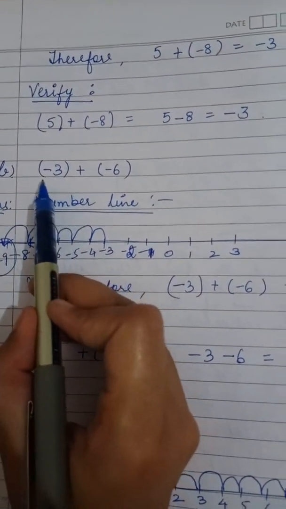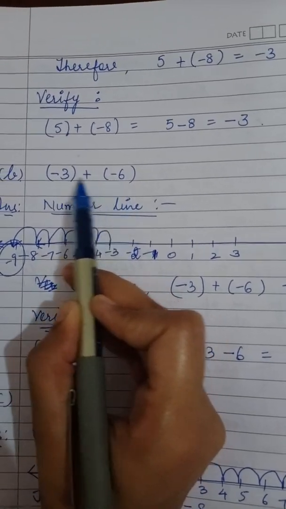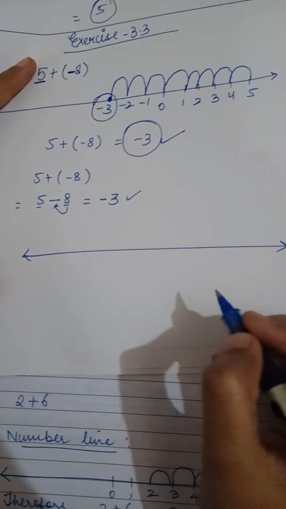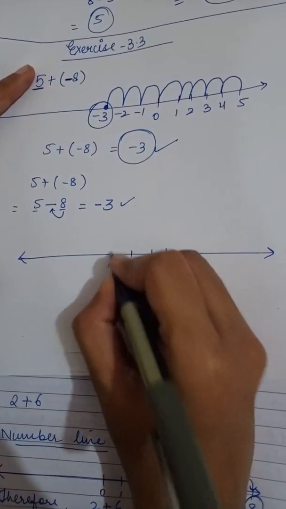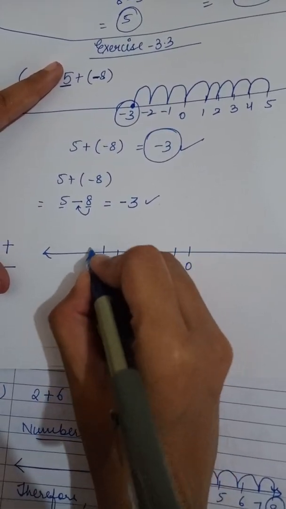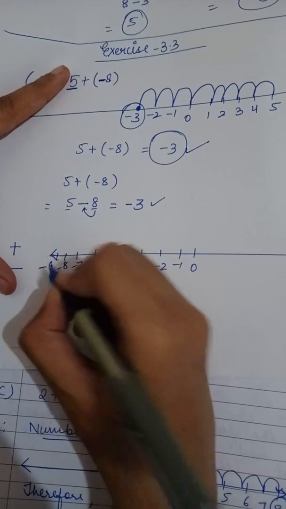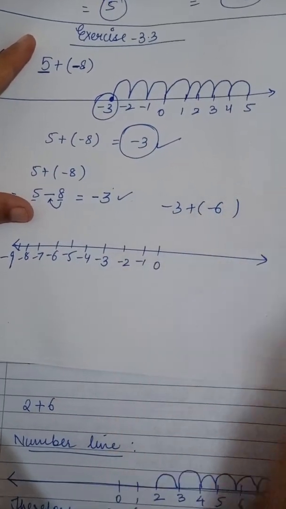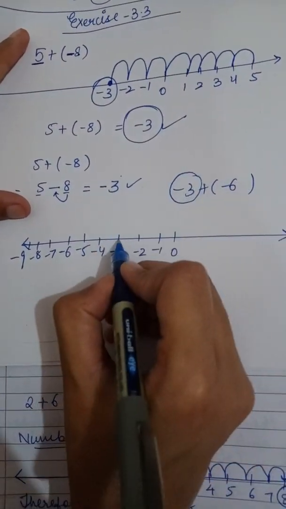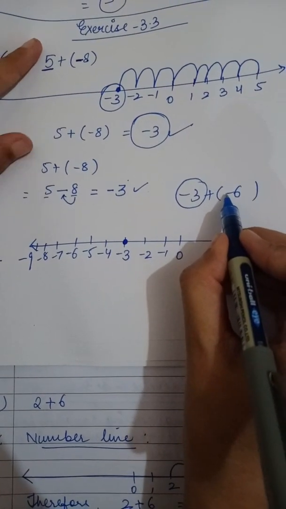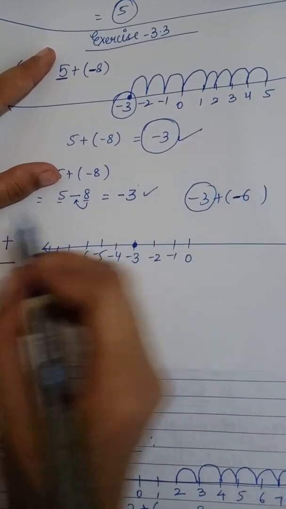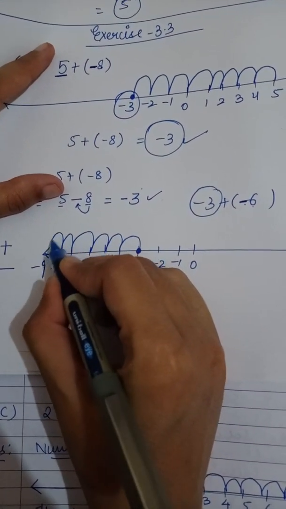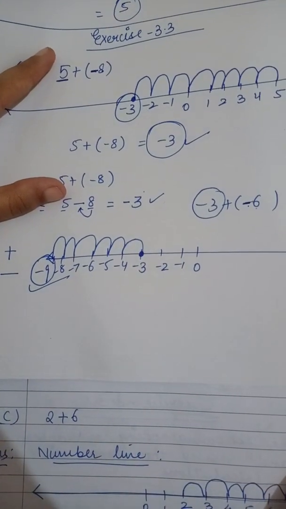Now let's do the B part. In B part, you have to see minus 3 and then you have to add minus 6 to minus 3. Again, how are you going to do it? Again, make a number line. Firstly, on the number line we are going to do 0, minus 1, minus 2, minus 3, minus 4, minus 5, minus 6, minus 7, minus 8, minus 9. Now we are going to start from, what was the question? Minus 3 plus minus 6. This was the question. Now I am going to start from minus 3. Now what is the next sign? Minus. Minus means to the left. And how many moves? 6. So 1, 2, 3, 4, 5, 6. So minus 9 is the answer on the number line.